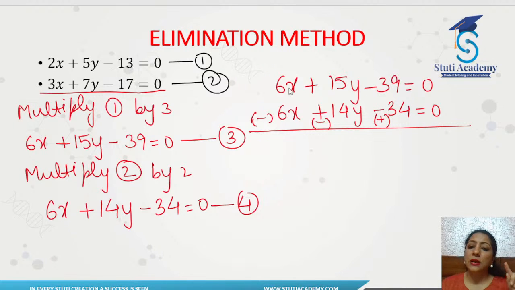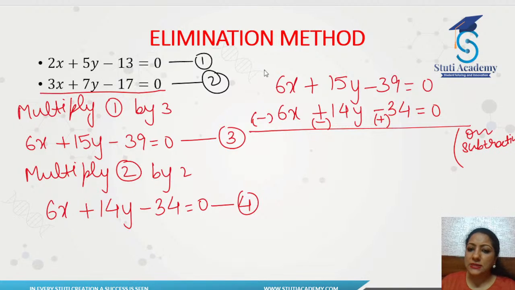The purpose here is that if I have made the coefficients of x same, I need to have different signs. If I don't have different signs, they will get added and I will still be left with x term. My purpose will not be solved. So I'm subtracting here. Also, please mention here what you're doing. So write here on subtracting.